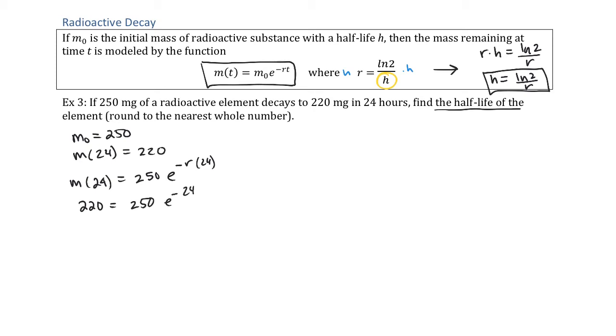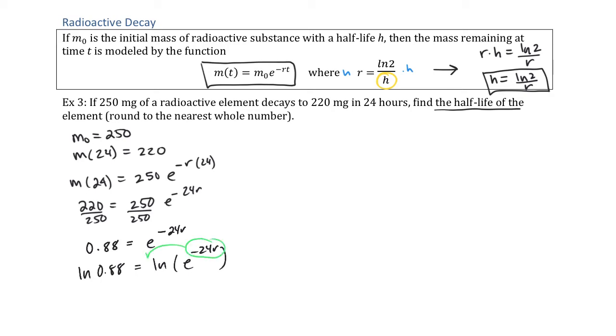Negative 24 times r. Good, so I'm going to divide both sides by 250, and so then that would give me, let's see, 0.88 is equal to e to the negative 24r, and then we can take natural log of both sides. I have an exponent inside an argument, so that's going to come out and become my coefficient. And then remember, ln of e is 1, so we've got the ln of 0.88 is equal to negative 24r.